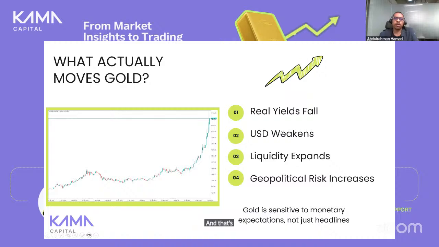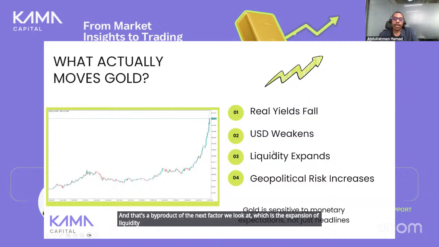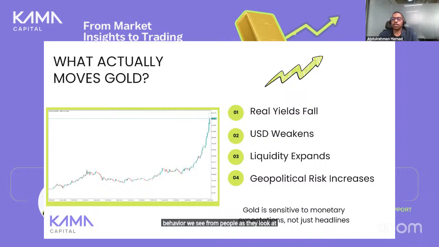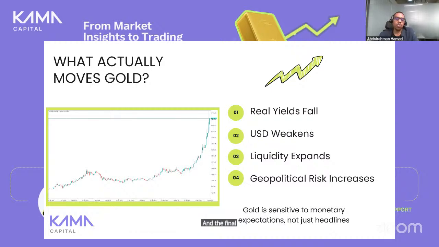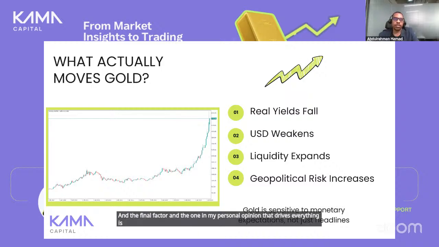And that's a byproduct of the next factor we look at, which is the expansion of liquidity. When central banks start injecting money into the economy to try and get it to be more productive, obviously purchasing power decreases, and the behavior we see from people is they look at gold and assets in general because they move up in price. And the final factor, and the one, in my personal opinion, that drives everything is the geopolitical risk that we see.